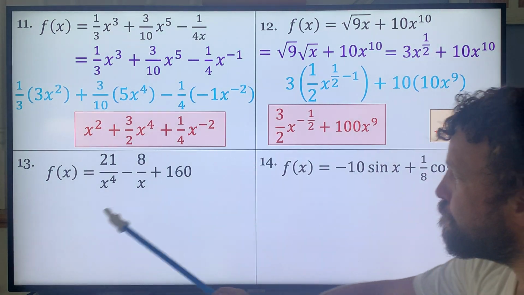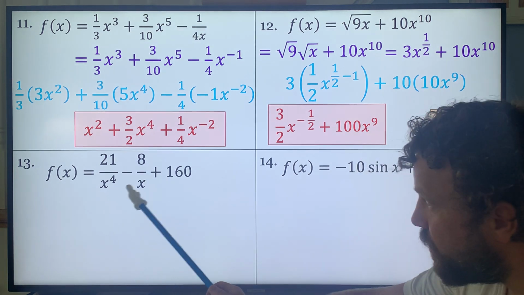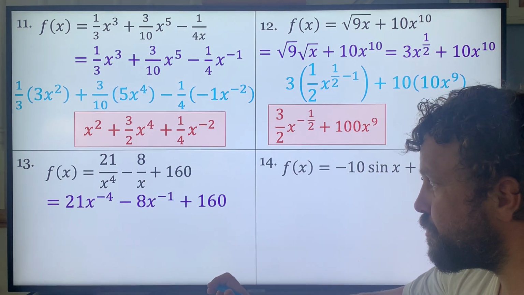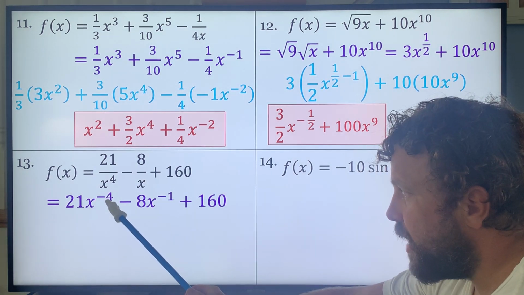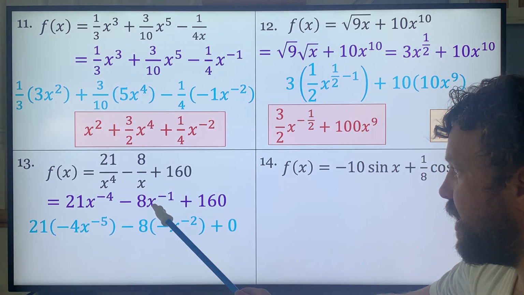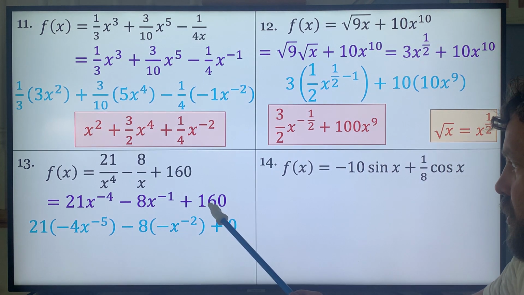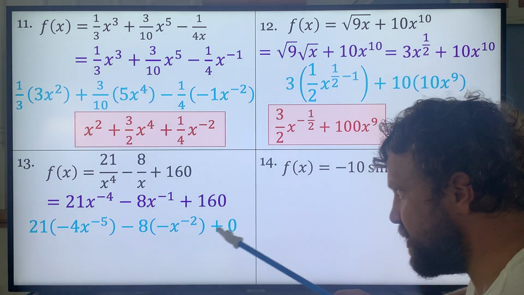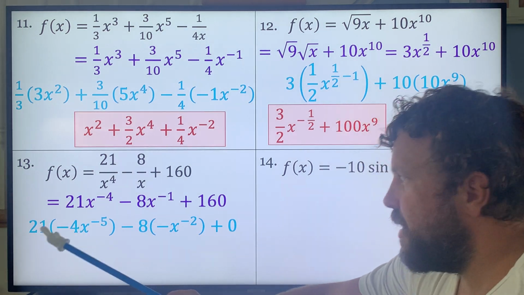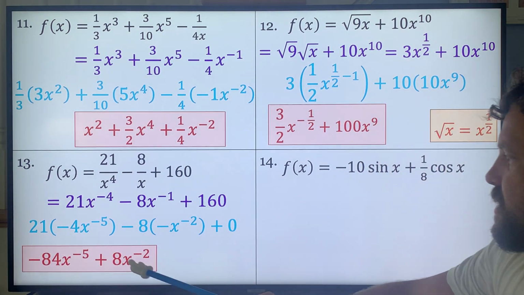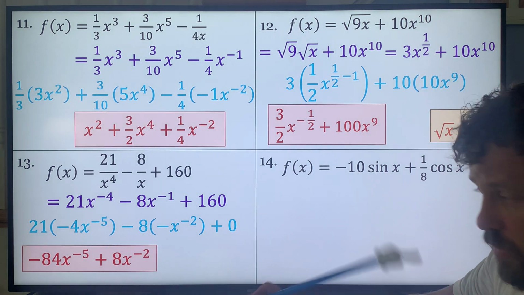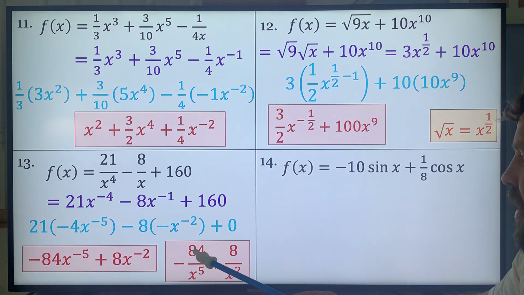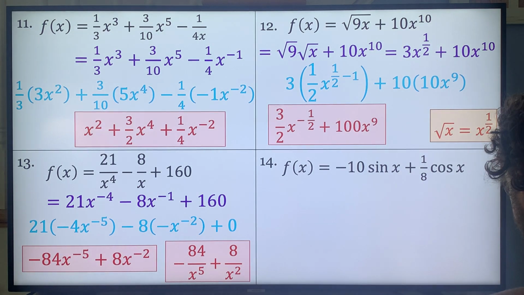Good. Rewrite this, x to the -4, x to the -1, -4, x to the -5, negative x, x to the -2. Derivative of 160 is 0. -84 x to the -5th plus 8x to the -2. If you want to rewrite it, -84 over x to the 5th plus 8 over x. Right. See? That's easy, right?